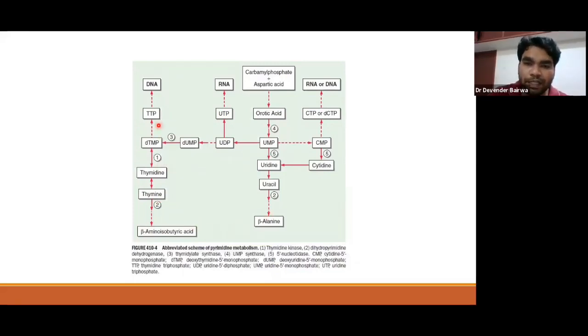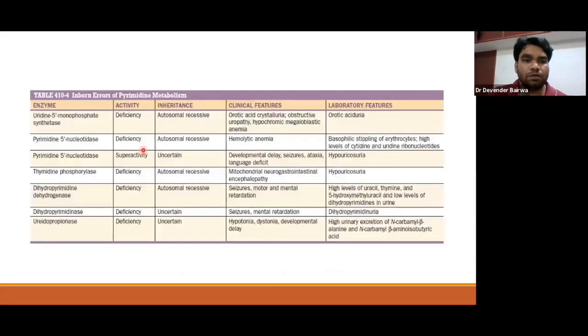So what can happen? There can be various defects in these enzymes that can lead to arrest of these pathways, and once these are arrested, then there can be arrest of DNA synthesis. That's how they can lead to defects in the body. Okay, so this table is showing some less common but important diseases associated with defects in pyrimidine metabolism.